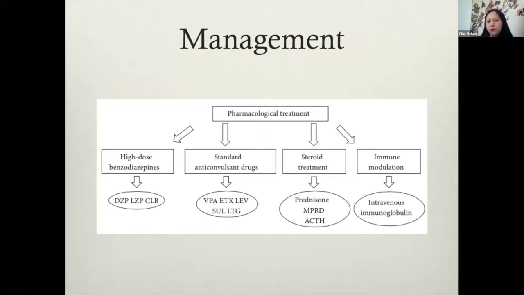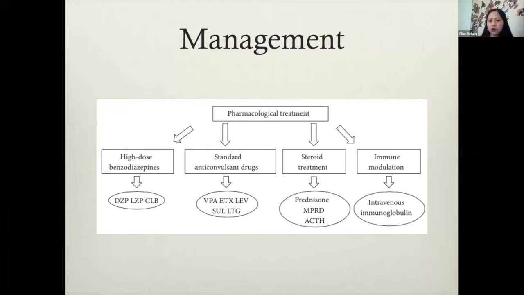So what do we do if we diagnose ESES on the EEG and we see these cognitive impairments, we see these behavioral problems, and so the child falls under the continuous spike and wave syndrome spectrum? We do pharmacological treatment first. So one option is to do high-dose benzodiazepines: diazepam, lorazepam, clobazam. I typically do an EEG before I start treatment, and then I start the treatment.